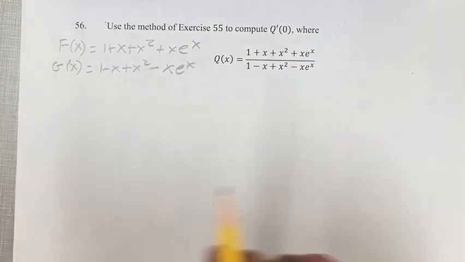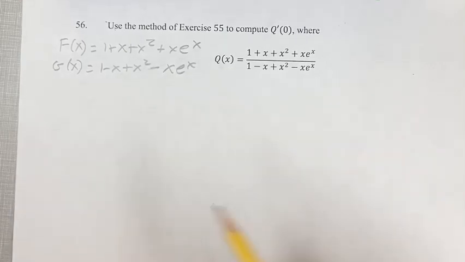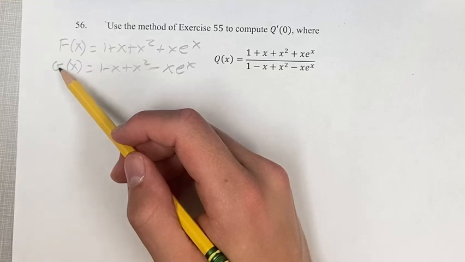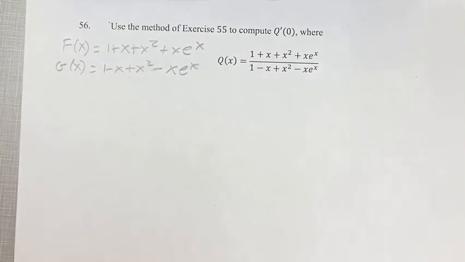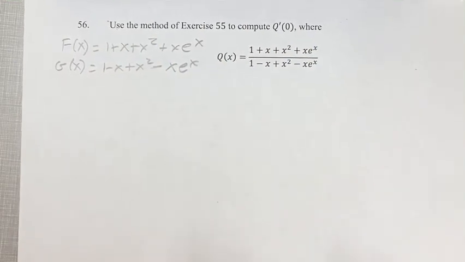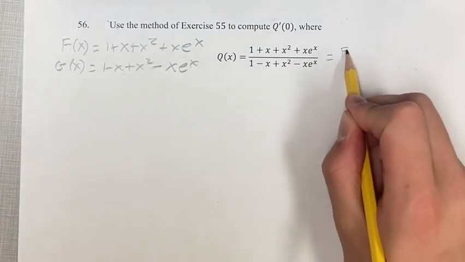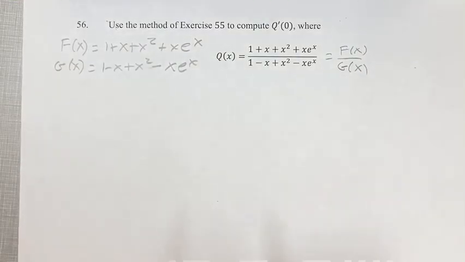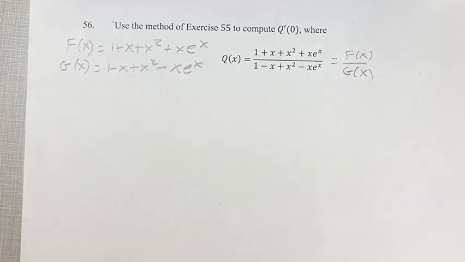The reason we're doing this is because it's easier to find f and g of 0 and f prime and g prime of 0 than to calculate the whole thing. Then when we have those values, we can go back and plug them in using the quotient rule, because q of x is equal to f of x over g of x, given the definitions we just created, so we can find the derivative more easily.